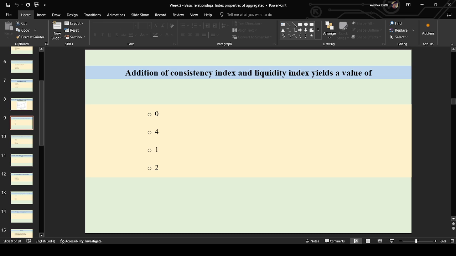I repeat the question. Addition of consistency index and liquidity index yields a value of. The options are 0, 4, 1, or 2. Okay, next question.